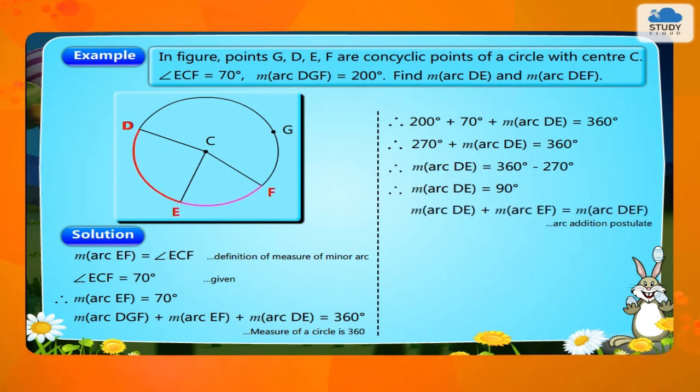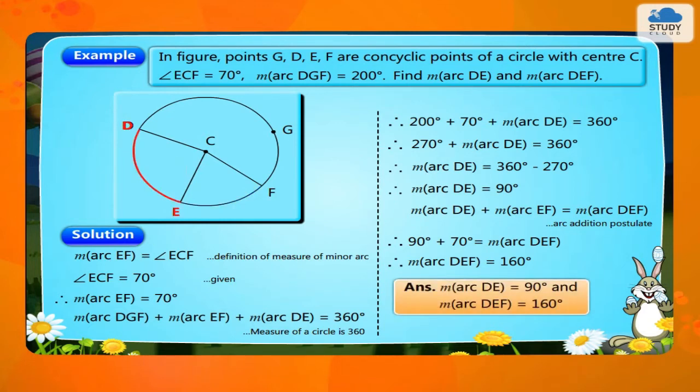Measure of arc DE plus measure of arc EF is equal to measure of arc DEF. Therefore, 90 degrees plus 70 degrees is equal to measure of arc DEF. Therefore, measure of arc DEF is equal to 160 degrees. Answer. Measure of arc DE is equal to 90 degrees and measure of arc DEF is equal to 160 degrees.